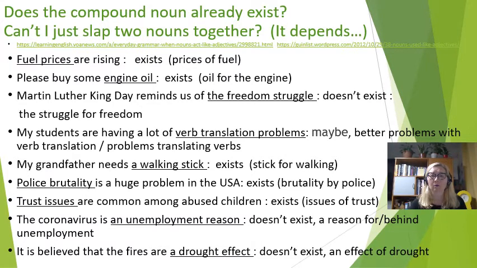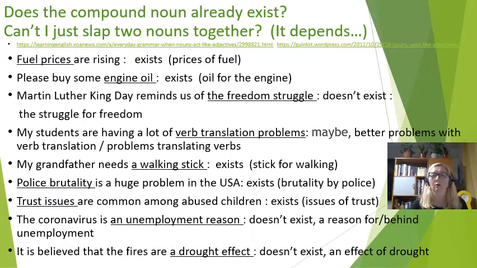Okay, a stick for walking. Quindi il coso, l'appoggio per camminare. We could say a walking stick or a stick for walking. Okay, la brutalità della polizia o la violenza della polizia. Si dice brutality by police or police brutality. Okay? I problemi della trust o fiducia, issues of trust or trust issues.